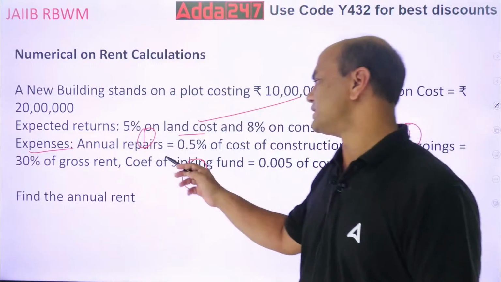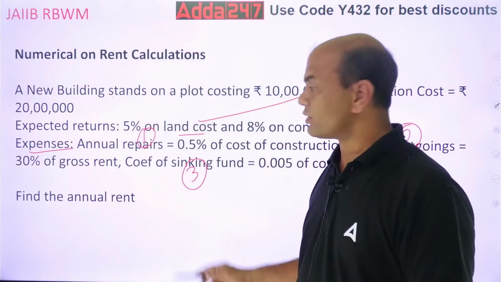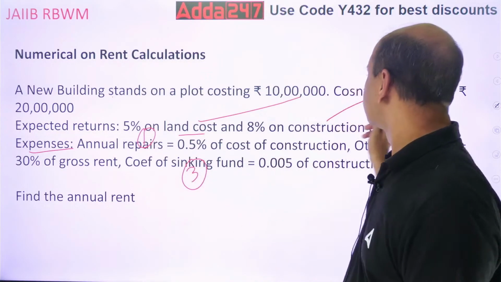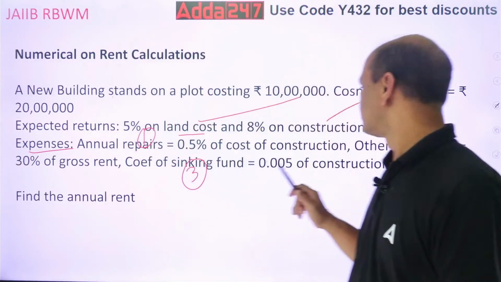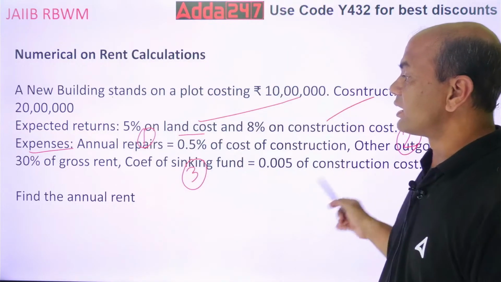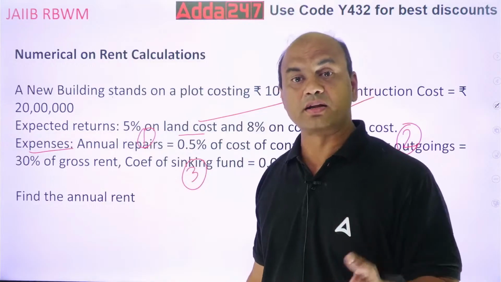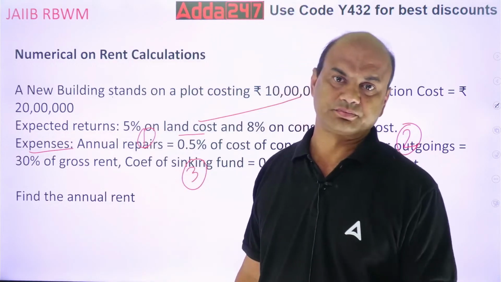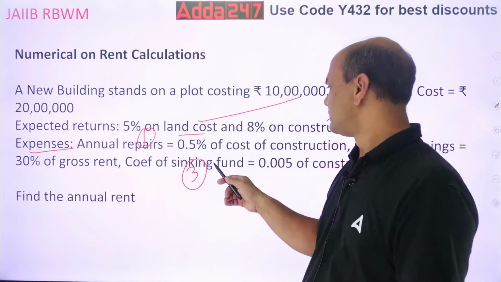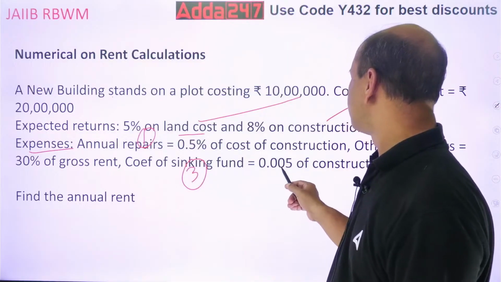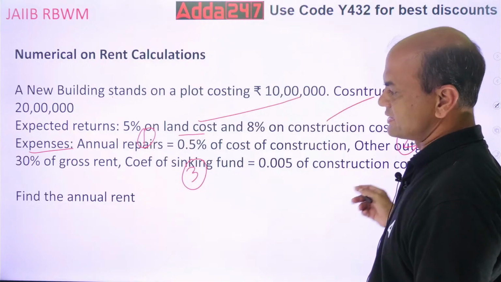Annual repairs is based on 0.5% of cost of construction, which is 20 lakhs. Other outgoings are based on the gross rent, 30% of the rent. And the sinking fund is based on 0.005 of construction cost. Again construction, so here it is 20 lakhs.